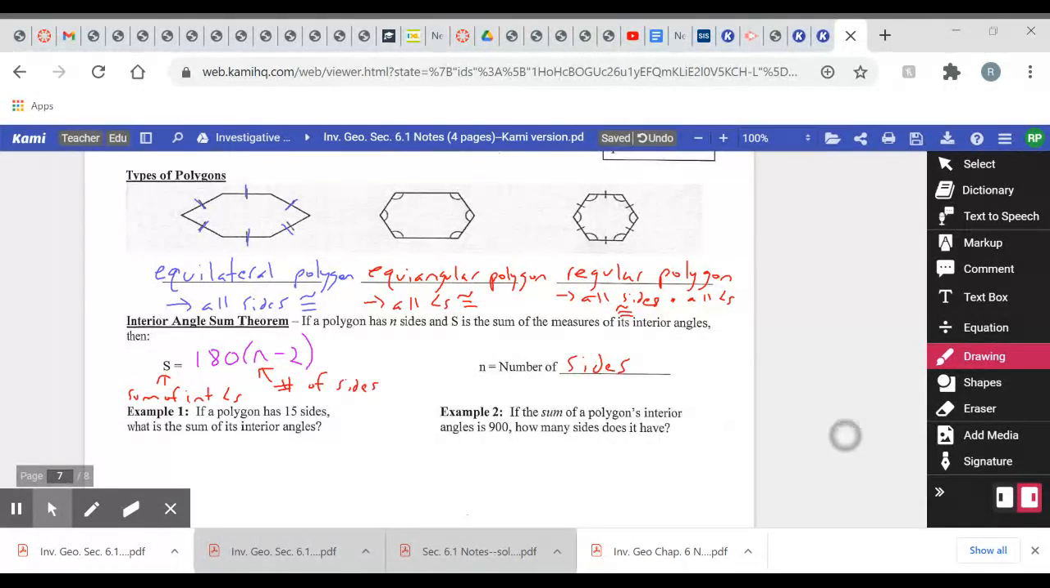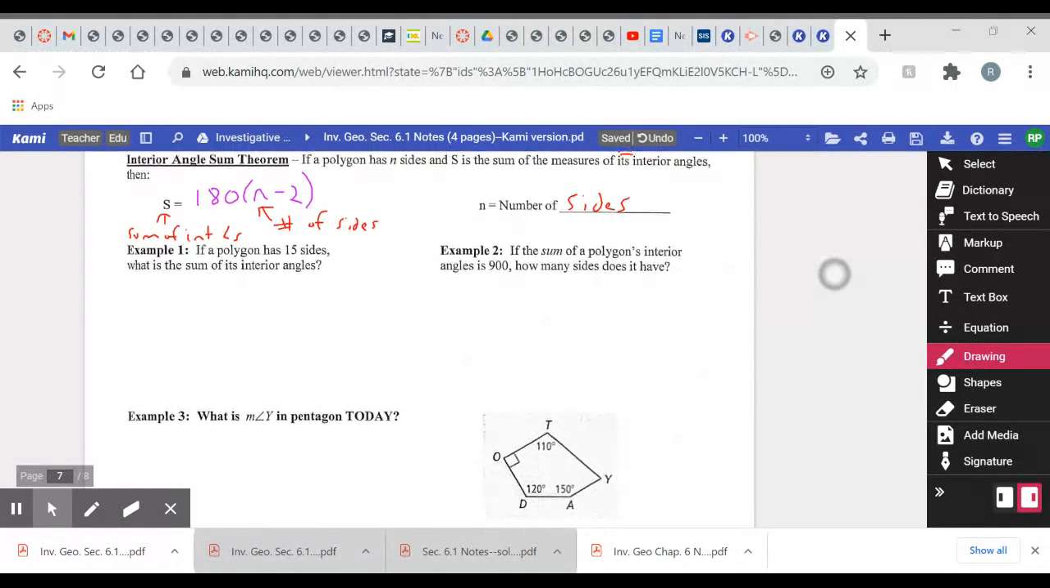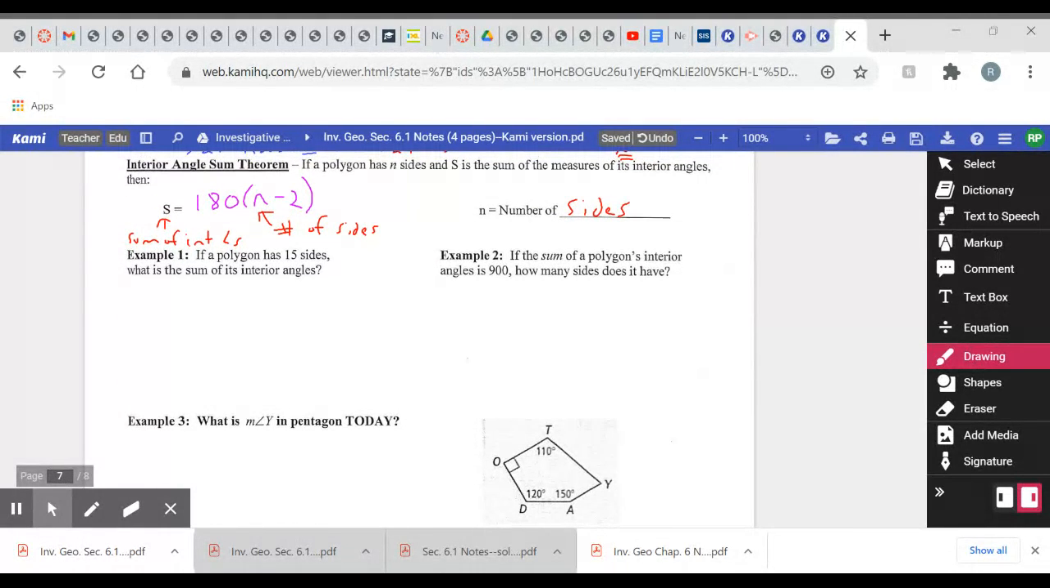So we can use this formula to solve. Example 1 says if a polygon has 15 sides, what is the sum of its interior angles? I like to write the formula that I'm going to use every time, and then I can do the work to solve it. So the n in this case is 15, because that's how many sides the figure has. But the rest of the formula stays the same.